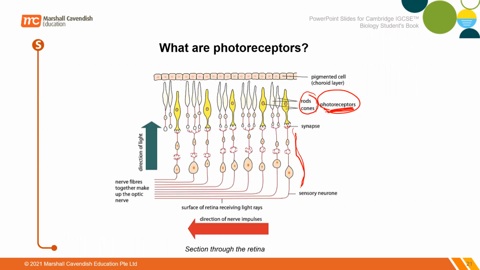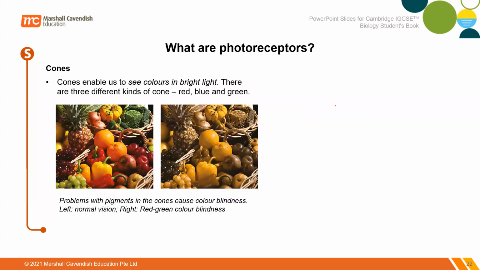For cones, they enable us to see different colors, as I told you, and we have different kinds of cones, red, blue, and green, with different gradations of colors. You can definitely see using those cones.